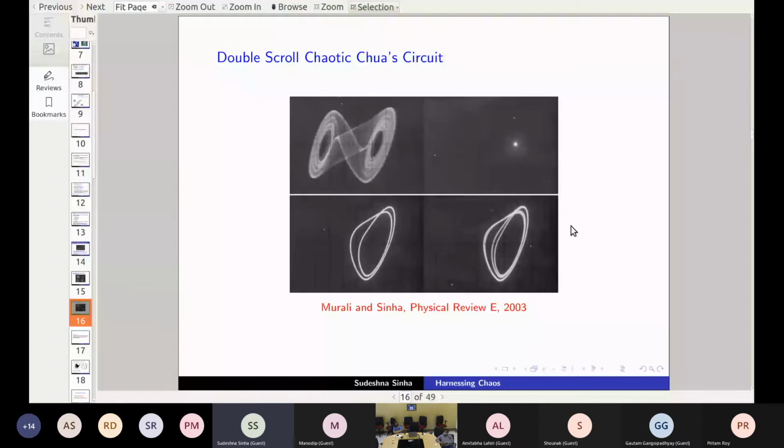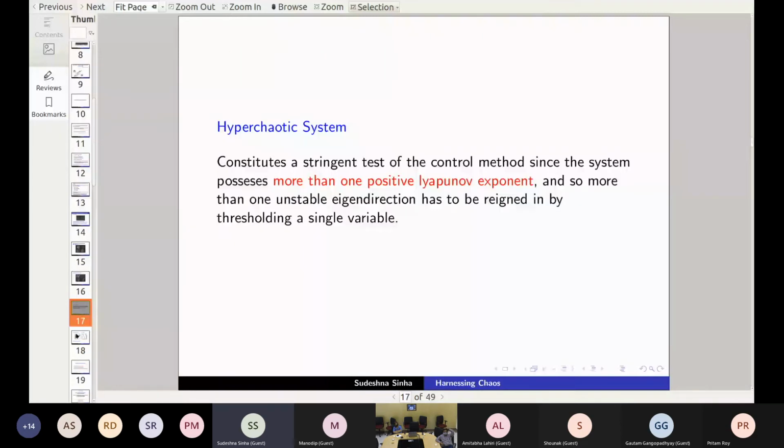We also tried what is called a hyper-chaotic system. Hyper anything is more of whatever it is. And this is actually a technical term. So if it doesn't make sense, you can let it slide. But all it means is that it has more than one positive Lyapunov exponent, which is just another way of saying it has more than one unstable direction.